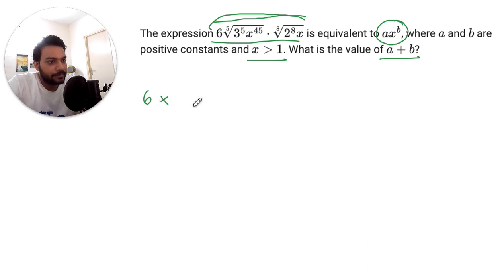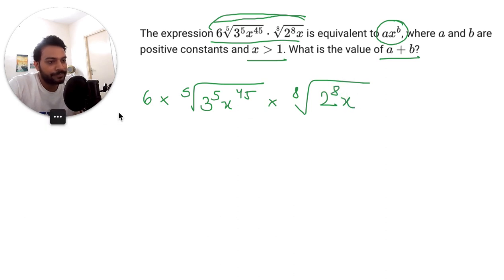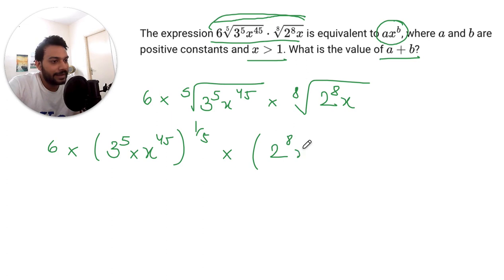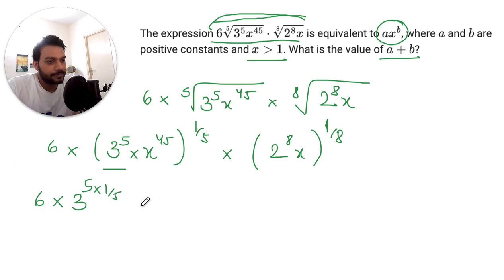6 times the fifth root of this whole thing, 3 raised to power 5, x raised to power 45, and then times the 8th root of 2 raised to power 8 x. Now 6 times fifth root means the whole thing inside the root raised to the power of 1 over 5. Times 8th root means 2 raised to power 8 x, everything raised to power 1 over 8. Let's start simplifying. 6 times 3 raised to the power 5 raised to power 1 over 5. That means 3 raised to the power 5 times 1 over 5. X raised to the power 45 times 1 over 5.